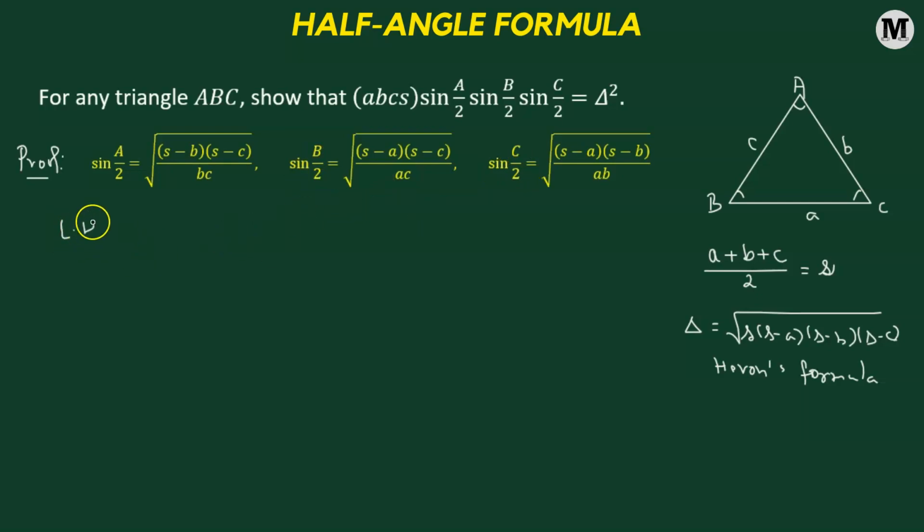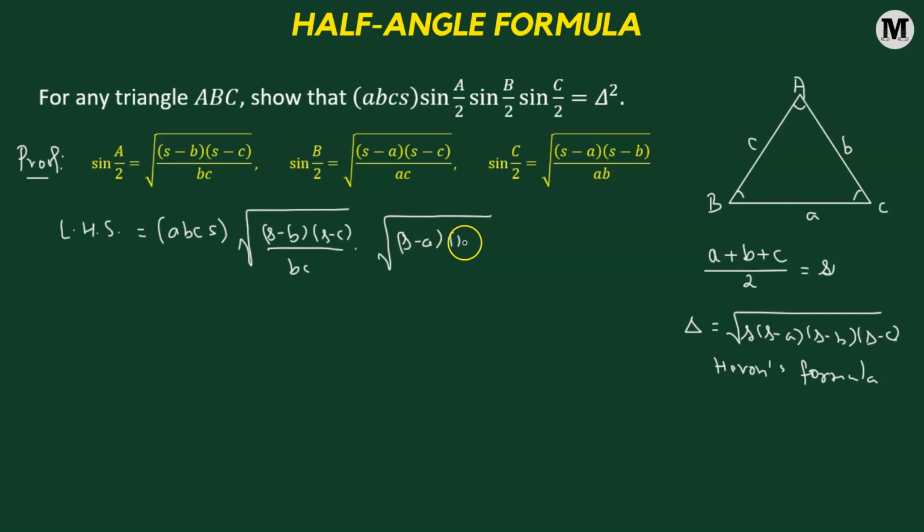Similarly, we have the half angle formula for sine of B over 2 and sine of C over 2. Now let's start from the left hand side. So here we have abc times s. Now we're going to take the product of each of sine of A over 2, sine of B over 2 and sine of C over 2. So that means we have the square root of (s minus b times s minus c) divided by bc, multiplied to sine B over 2. So that's the square root of (s minus a times s minus c) whole divided by ac, multiplied to sine C over 2. So that's given by the square root of (s minus a times s minus b) divided by ab.